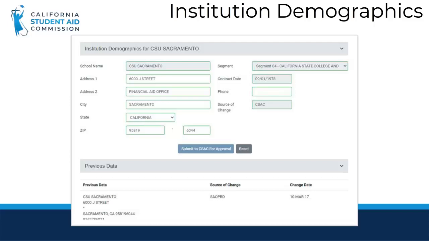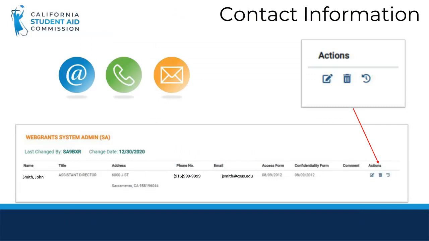Now we will look at the contact information link. This screen serves as an at-a-glance contact screen for the Commission staff. The screen provides direct contacts for staff members such as the Financial Aid Officer, EFT Coordinator, Chafee Coordinator, California National Guard Coordinator, and others. Each section will contain the name, title, address, phone number, and email of the site contact. You are able to see who updated the last contact right above it in a green font. For example, the WebGrants System Administrator was updated by a Commission staff member on December 30th, 2020.